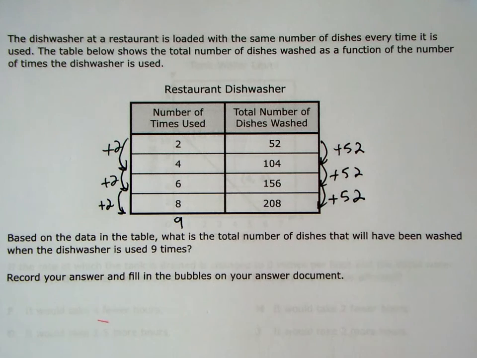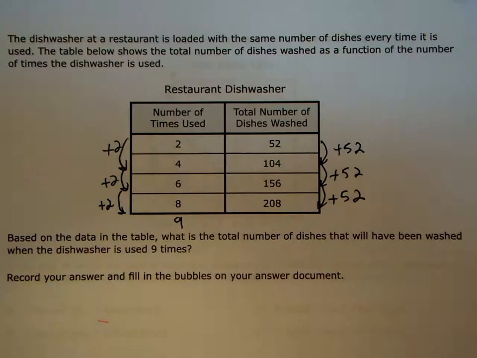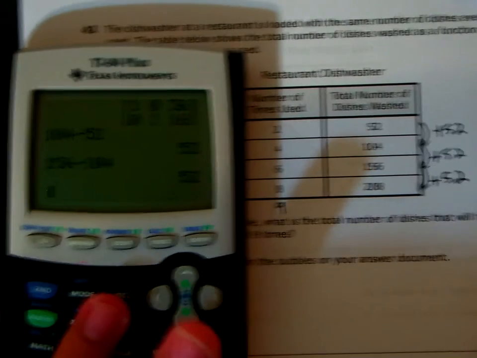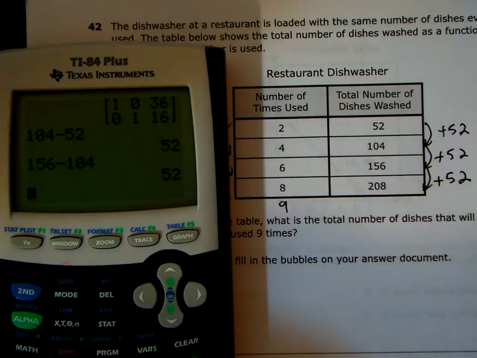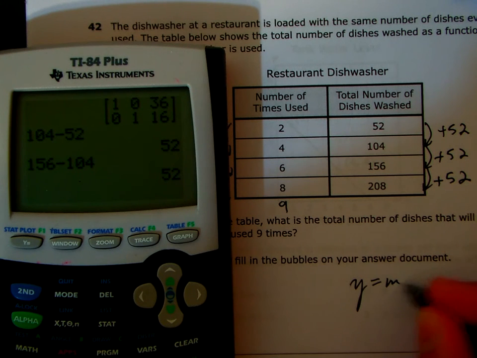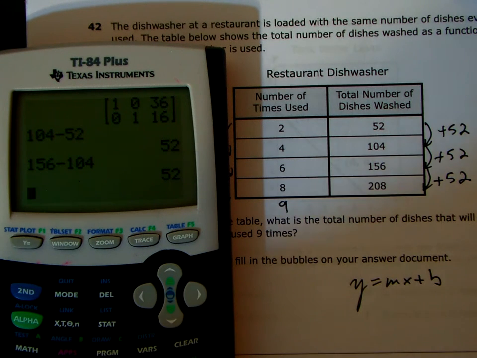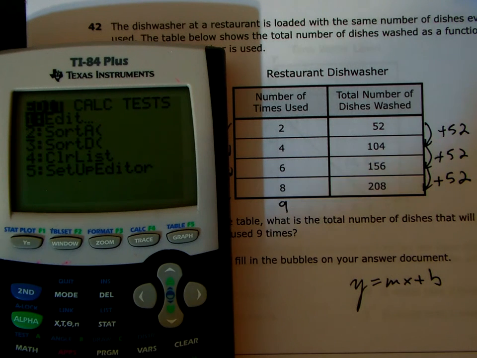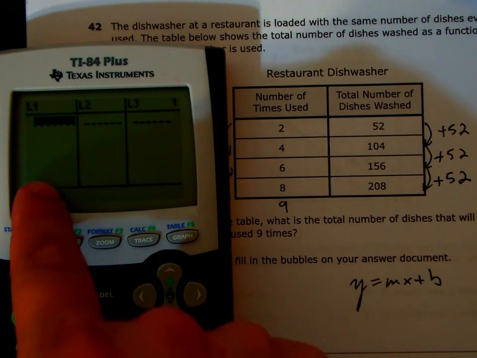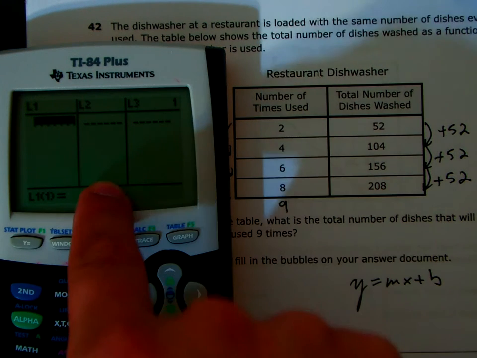What's 9? Okay? Did you know that you can plug this table into the calculator? We can plug this table into the calculator and it will give us the y equals mx plus b formula. Let me show you how to do it. So push stat, see where it says stat? And then press enter. The first column is going to be x, and the second column is going to be your y numbers.